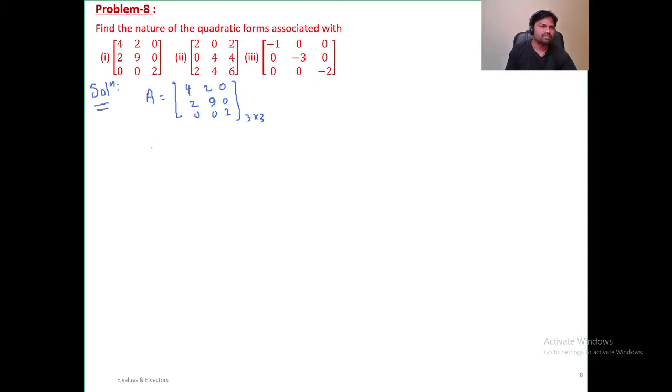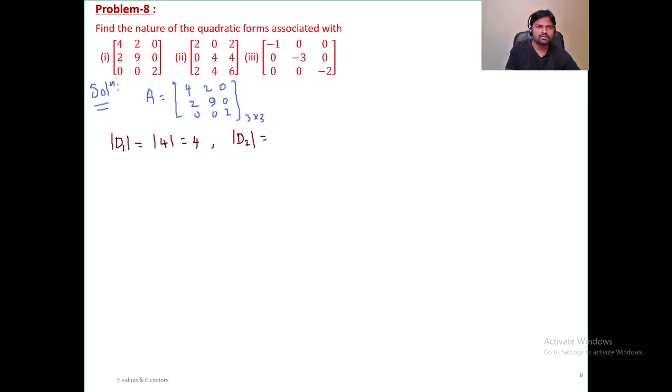So leading principal minors or principal minors, whatever. First let me find out the principal minors. So for that, what is D1 now? Determinant of 4 is nothing but 4 only. Again I am telling, if it is minus 4, determinant of D1 is nothing but determinant of minus 4, which is equal to minus 4 only. Okay, don't remove minus, it is not modulus. Okay, fine.